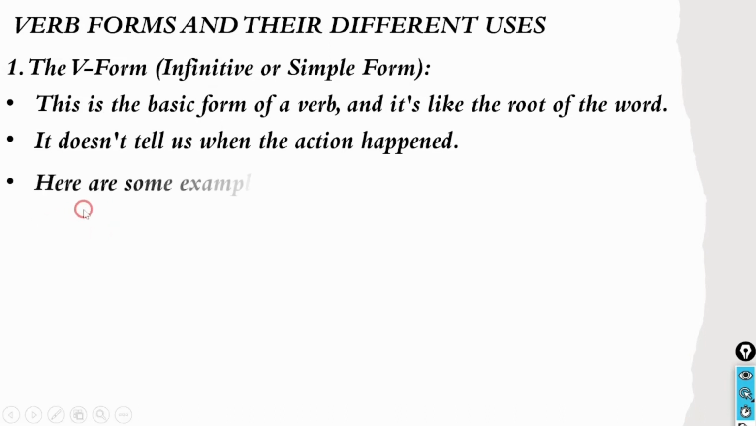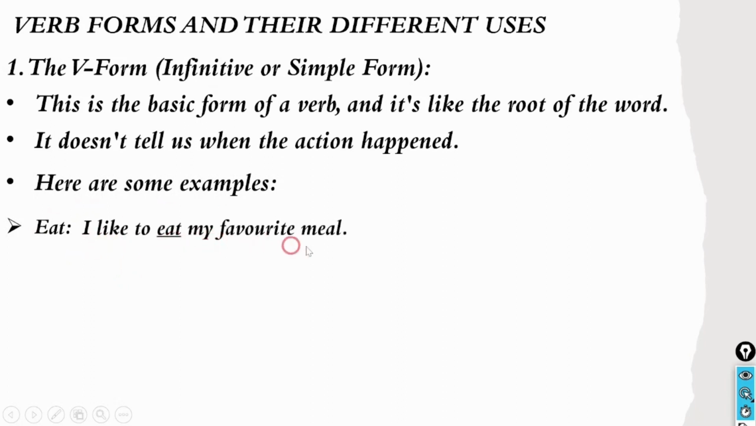Here are some examples, like eat. How we use it, we can say I like to eat my favorite meal. In I like to eat my favorite meal, you have not mentioned when you do it. So you like to eat. It is a verb, a doing word. And the word eat, as a basic form of a verb, shows the verb as it is without adding anything to it. All right, so I like to eat my favorite meal.